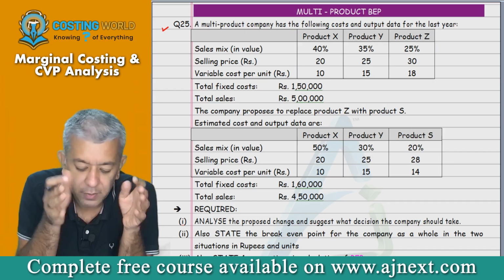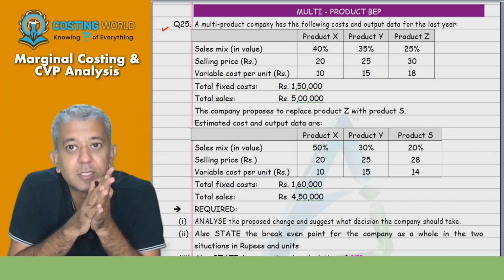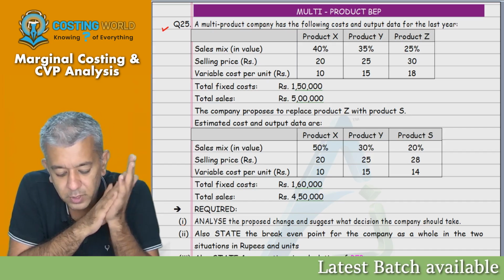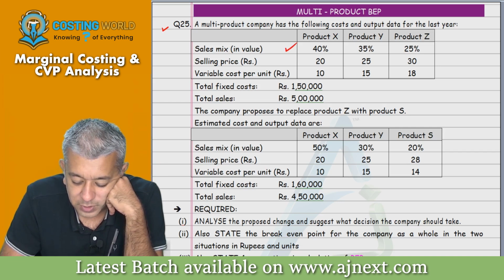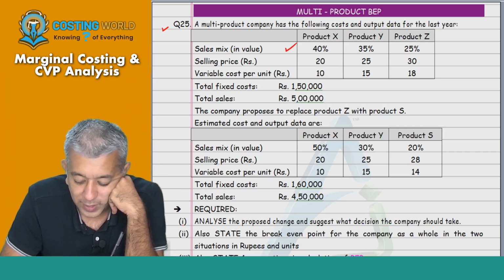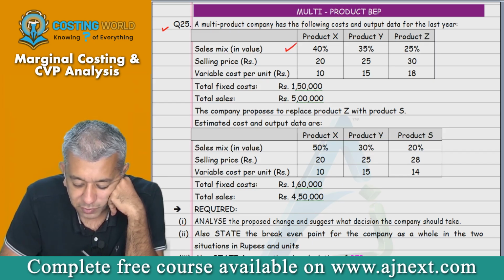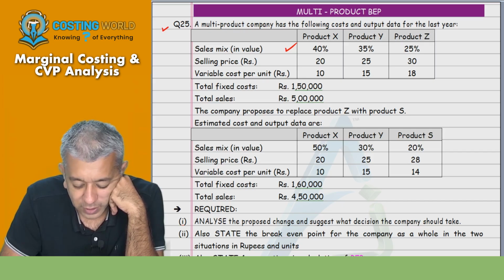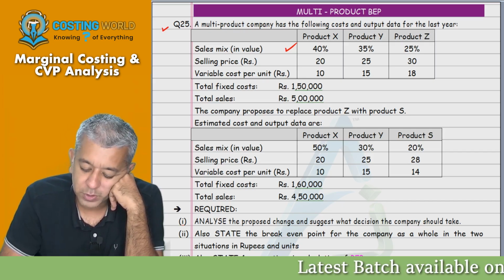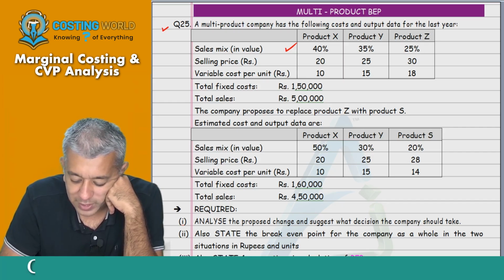Okay, read. A multi-product company has the following cost and output data for the last year. Product X, product Y, product Z. Sales mix in value 40%, 35%, 25%. Selling price 20, 25, 30. Variable cost per unit 10, 15, 18. Total fixed cost 1,50,000. Total sales 5 lakh rupees. The company proposes to replace product Z with product S.